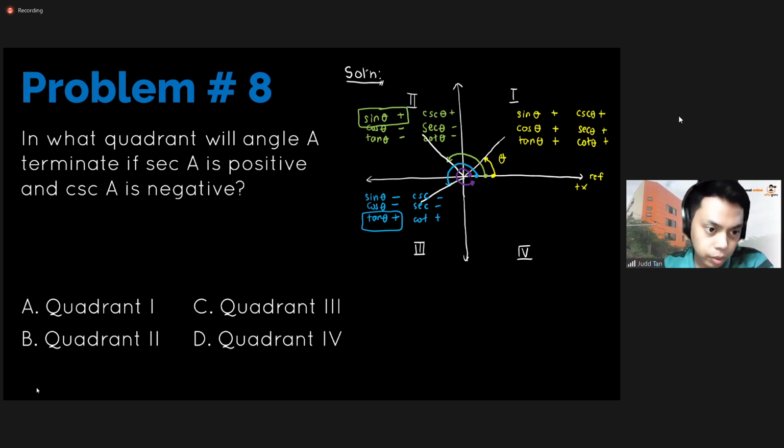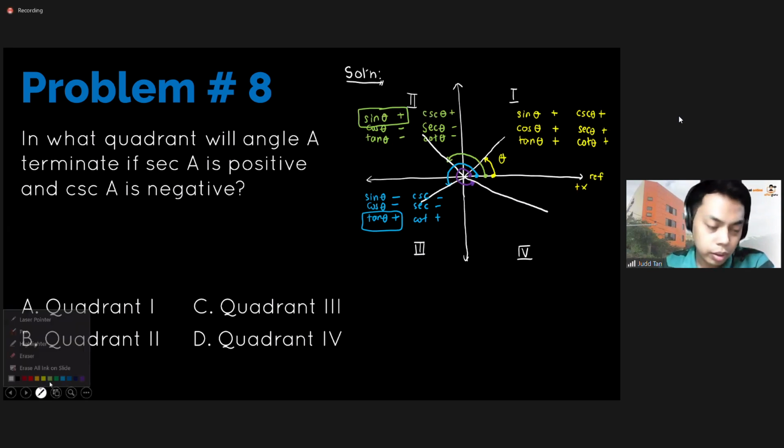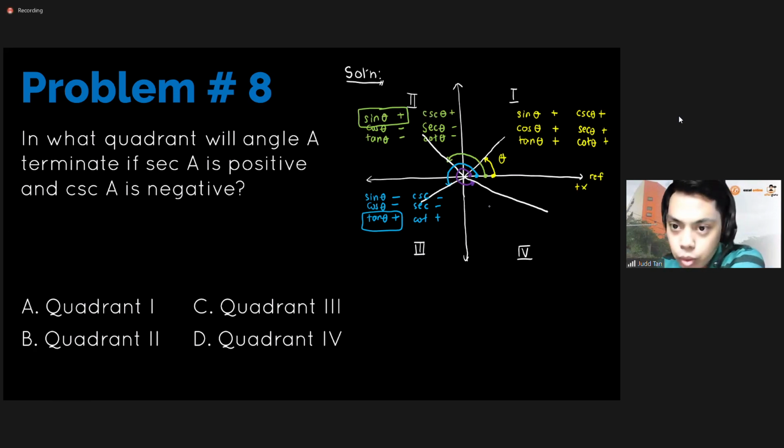And finally, sa last part, yung sine, cosine, and tangent. Si cosine lang yung positive, yung iba negative. So cosecant, secant, tsaka cotangent: negative, positive, negative.